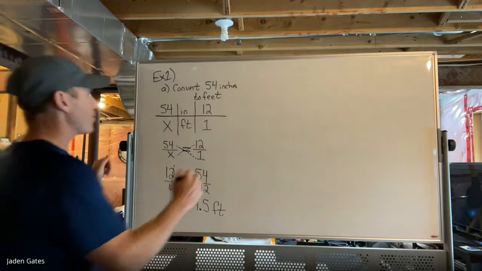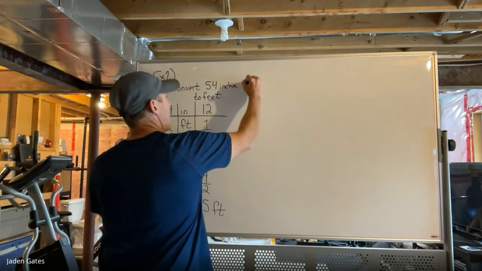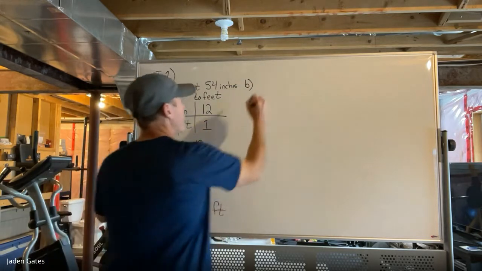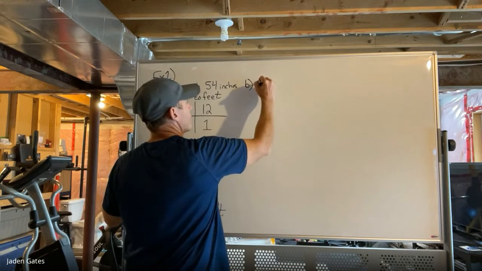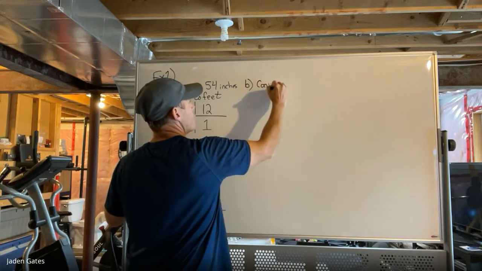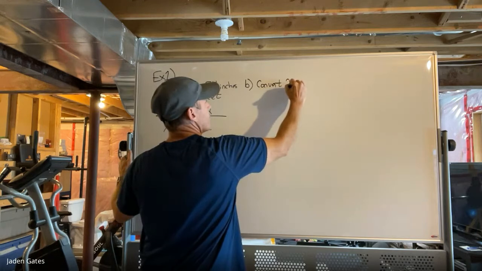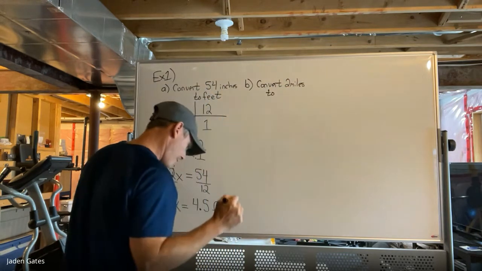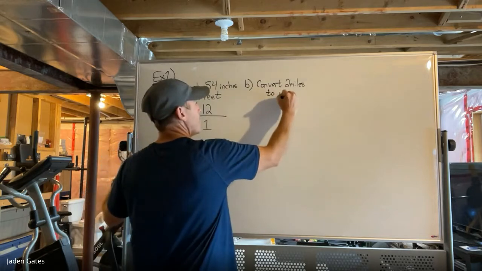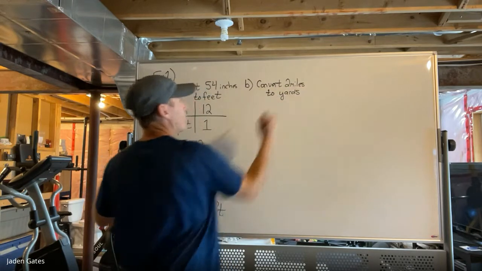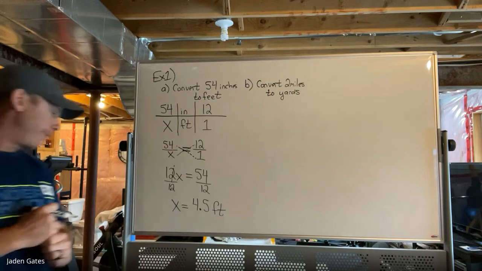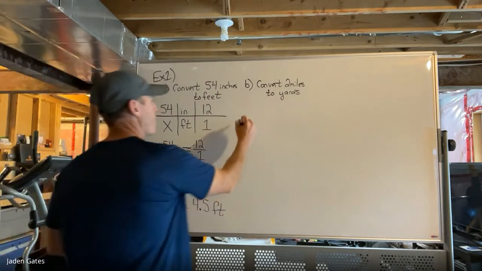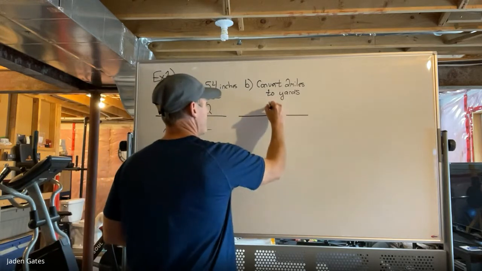All right, so now I'm going to go to B. What else are we going to try here? Convert 2 miles to yards. 2 miles to yards. All right, so just as I did before, I'm going to set up my table. I'm going to draw a line across here and put a 2 down the middle.